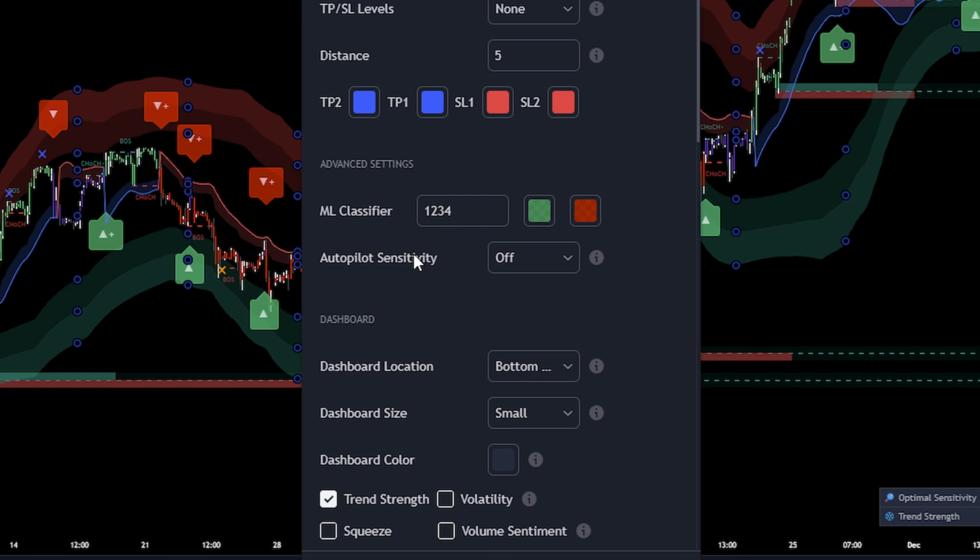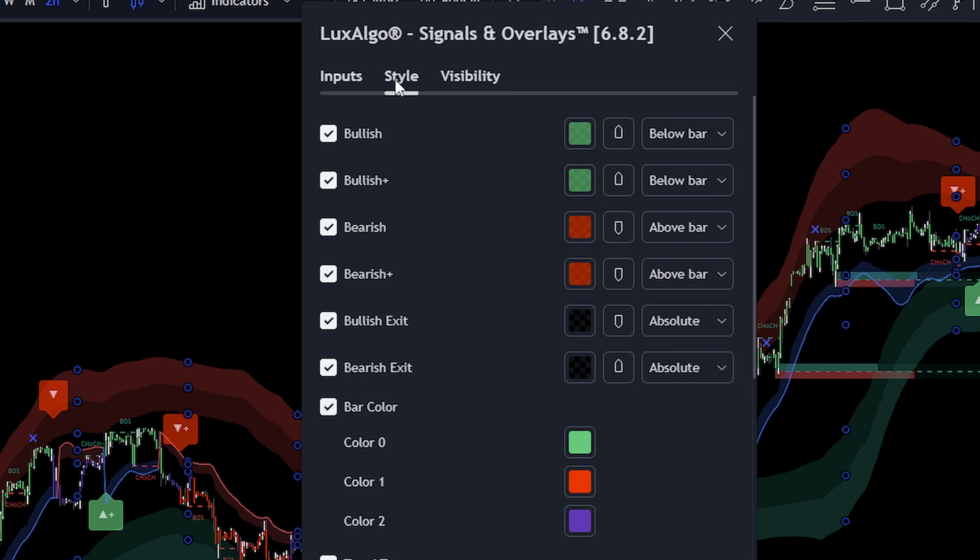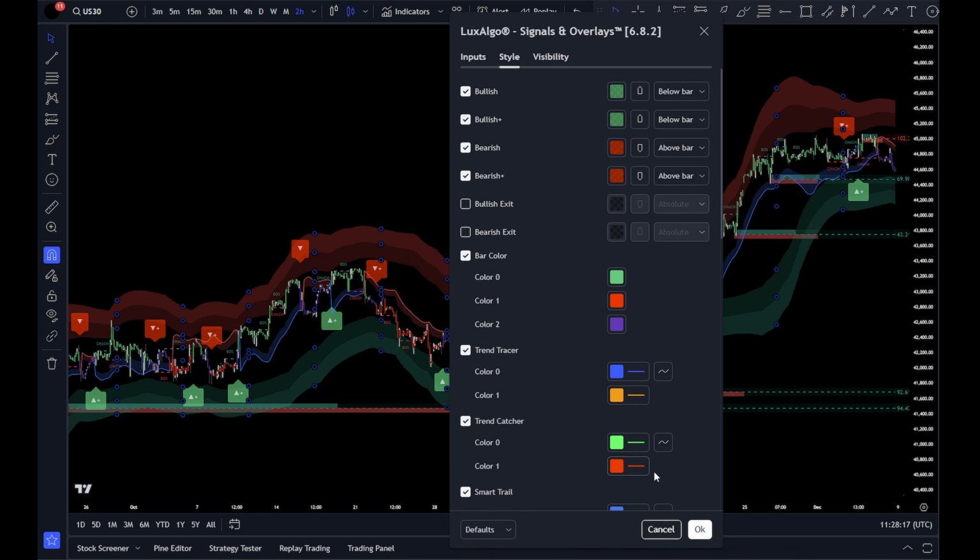For autopilot sensitivity, set it to midterm. Then, in the dashboard section, change the dashboard location to hidden. Now go to the Style tab and uncheck both the bullish exit and bearish exit signals. Once that's done, click OK.